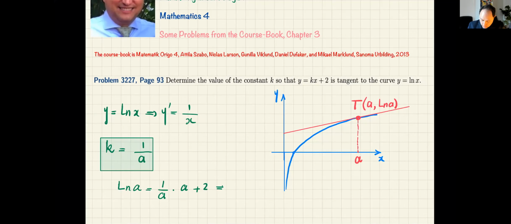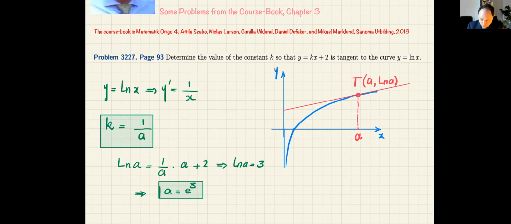So this means that ln of a is equal to, if I simplify this a with that a, 1 plus 2, it becomes 3. And then you hopefully know that a is e to power 3. So what I was looking for, a, I found it. But now I want to find the k value, because the question asks about the k value. Of course, when I know a, I put it here, and then you get the correct answer as you mentioned here. So e to power minus 3. So the k value is e to power minus 3.